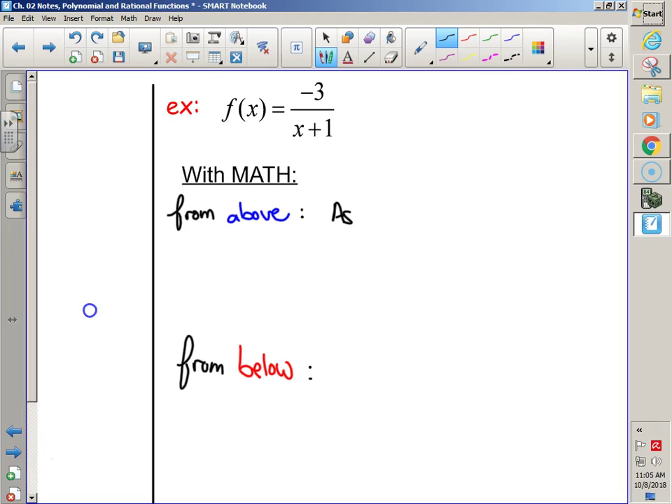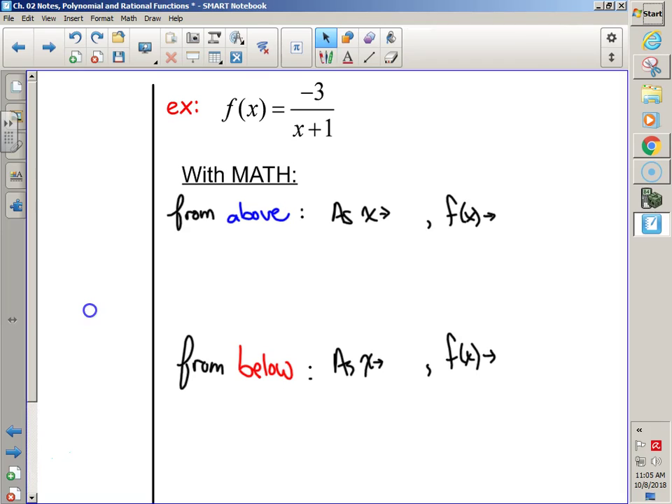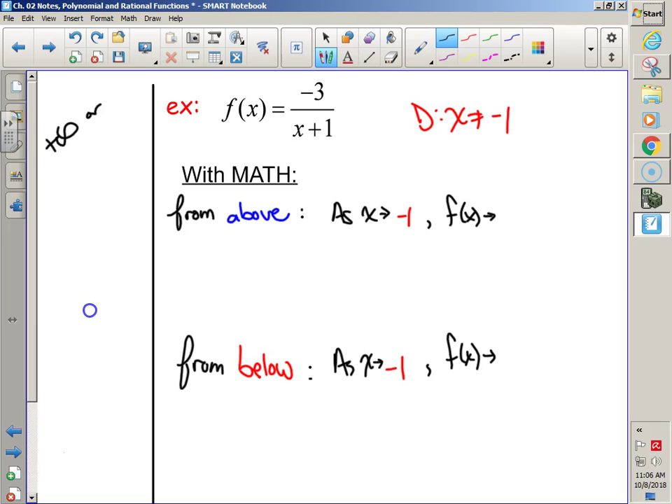Filling in: as x approaches negative 1, f of x approaches... and as x approaches, which is going to change based on the function that we have, but for this one, because our domain was x cannot equal negative 1, that's the guy that we're going to. We know from the very beginning that our answers are either positive infinity or negative infinity because we already talked about how we could tell this is a vertical asymptote.